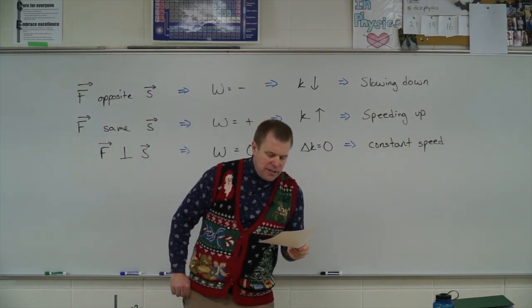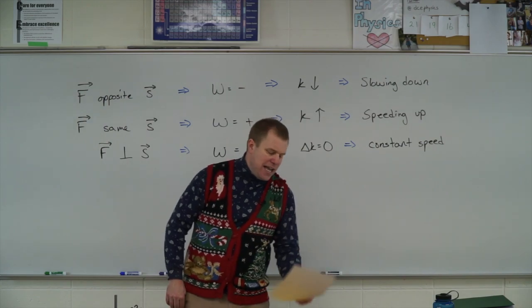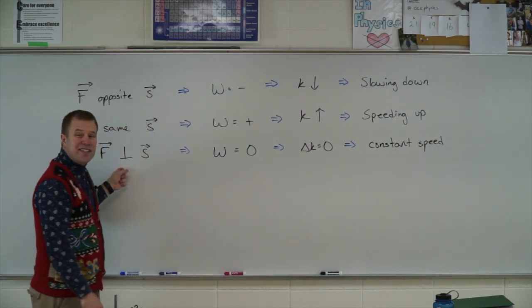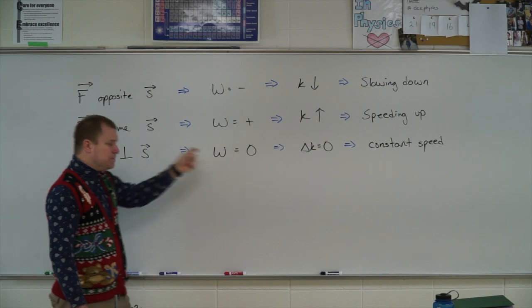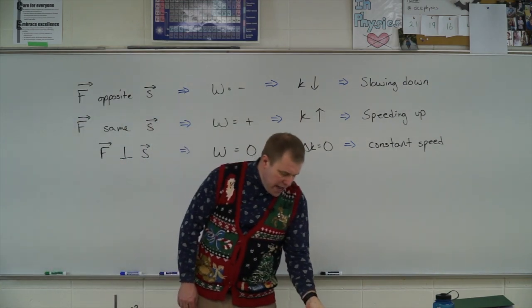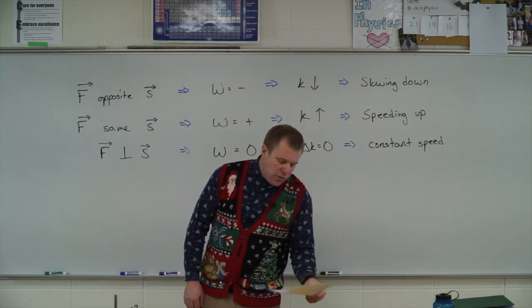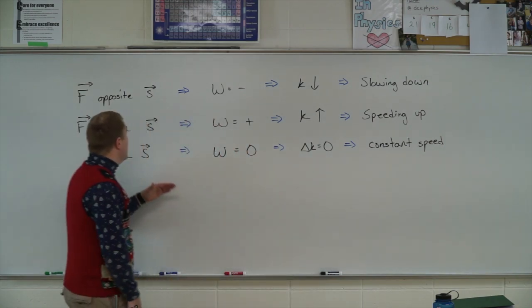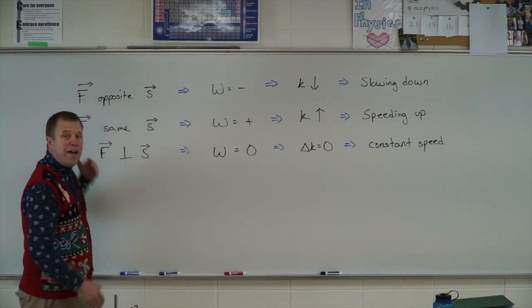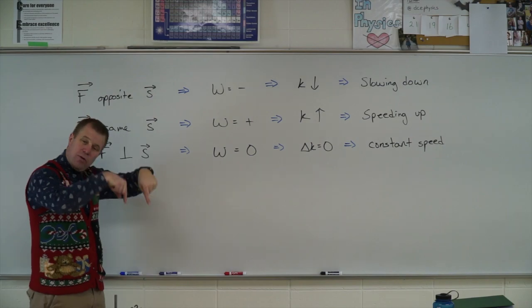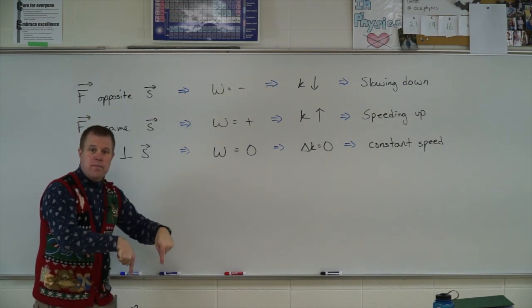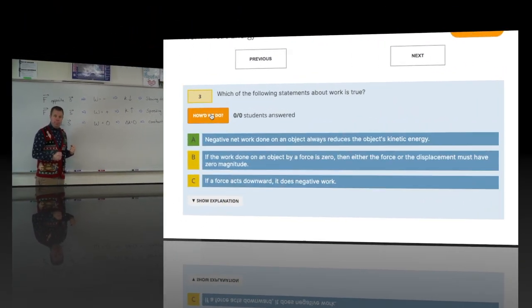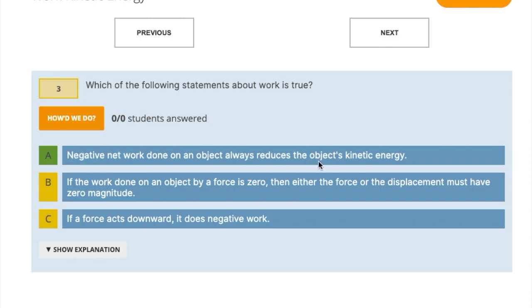If the work done on an object by a force is 0, then either one of them must be 0. No, we do have this option where they are perpendicular. So that one's not true. And then if the force acts downward, it does negative work. No, it's more dependent on the direction relative to the displacement. So if the force is down and the displacement is down, positive work. Yes, the correct answer is A. And again, remember that B one there. Yeah, we can have them perpendicular.